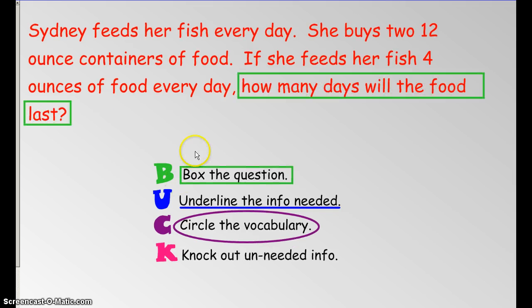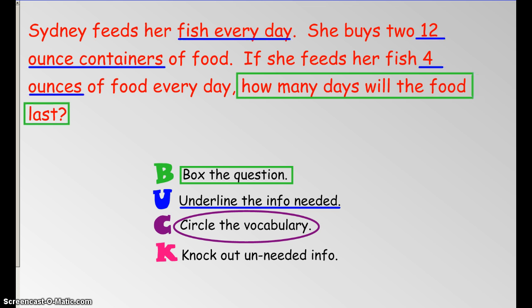Well, the first step is to box the question. And I'm always going to read that question after it's boxed. How many days will the food last? How many days? So I'm looking for a number of days. Okay, let's underline the info needed.